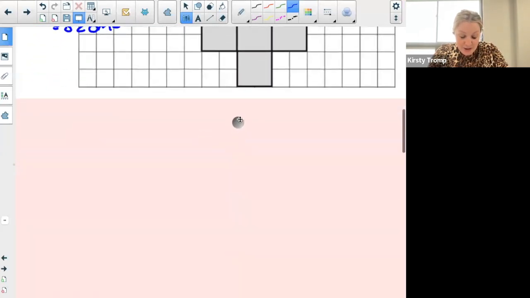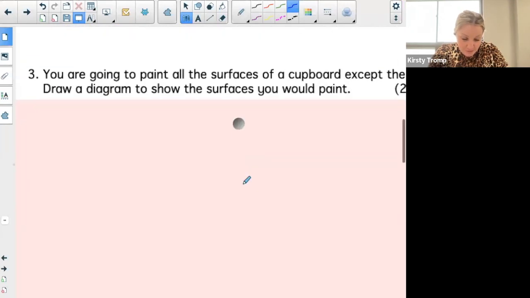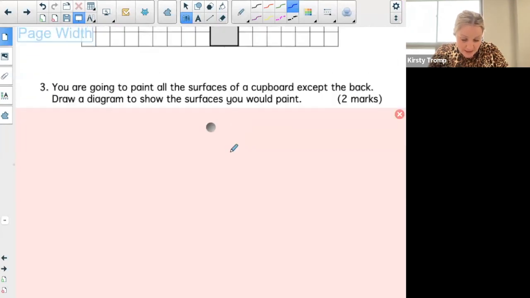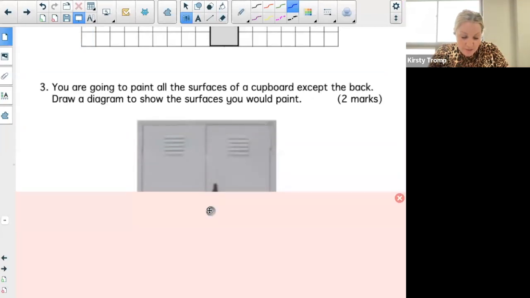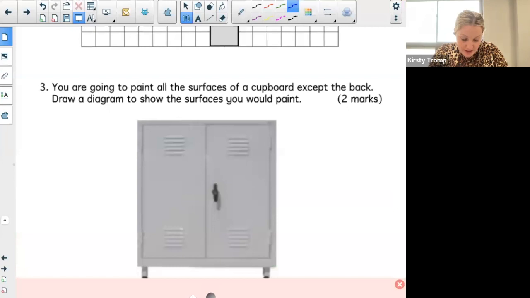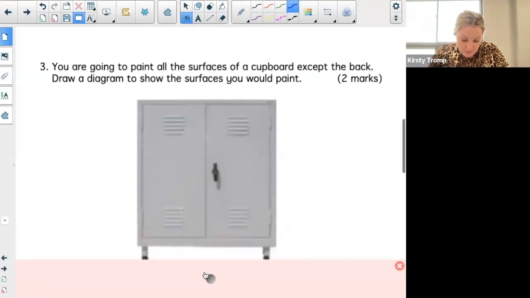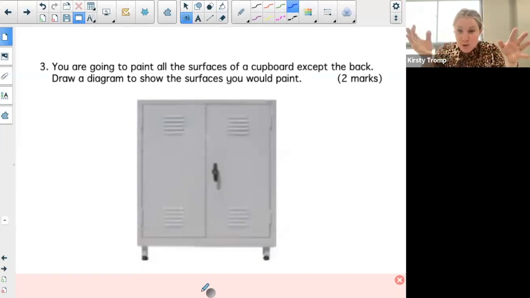Okay, let's carry on going, everybody. So, number 3. Number 3 says to us, you are going to paint all the surfaces of a cupboard except the back. Okay, so this is a drawing of a cupboard that you want to paint, and it says you're going to paint all the surfaces of this cupboard except for the back of this cupboard.